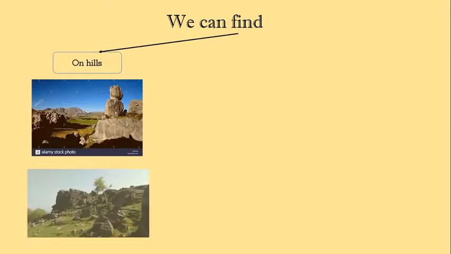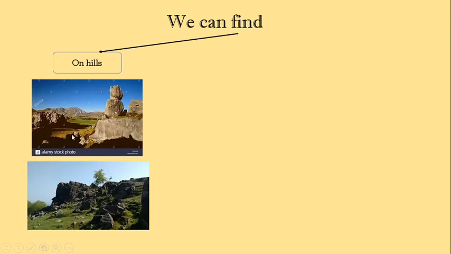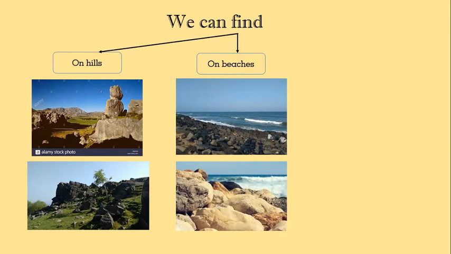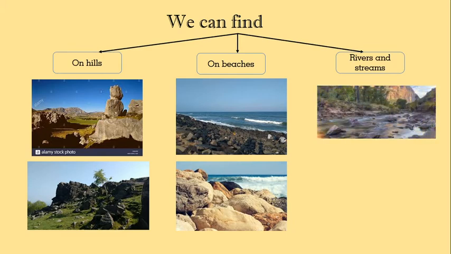Okay, where can we find rocks? There are so many places around us that we can find rocks. For example, first, we can find rocks on hills. Yeah, these are some examples of rocks that we can find on hills. And then we can also find rocks on the beach. Do you know beach? I think you know, yeah. This is some example of rocks that we can find on the beach. And the last, rocks we can also find on the rivers or streams. Jadi batu itu juga banyak terdapat di sungai.